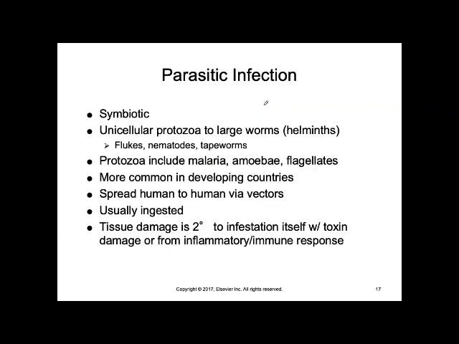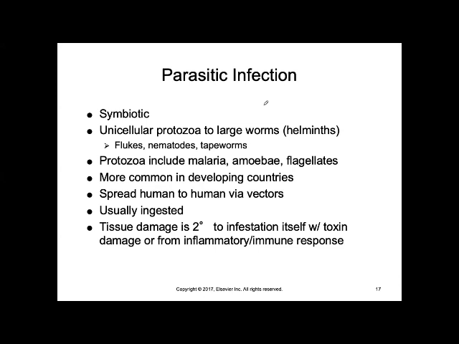Parasitic infections. The parasite benefits from the host. The host provides the parasite necessary components to live, gives it a home, it gives it nutrients. Parasites can be protozoans or helminths. Protozoa are single-celled eukaryotes, and helminths are multicellular eukaryotes, such as flukes and nematodes and tapeworms. Protozoa include the malarial parasite, amoeba and flagellates, single-celled organisms, right?